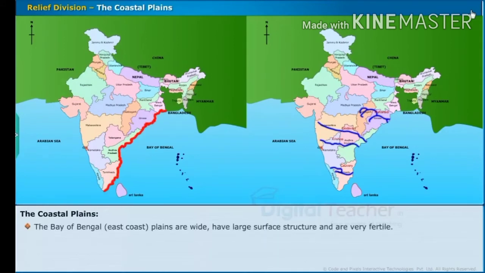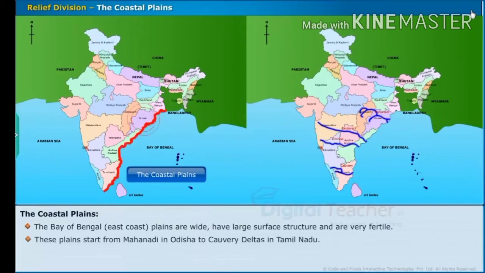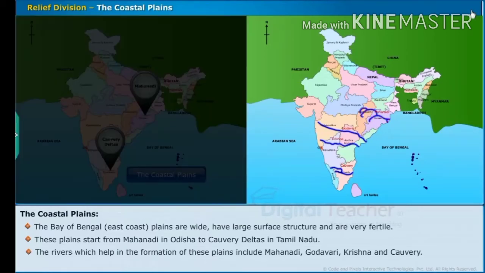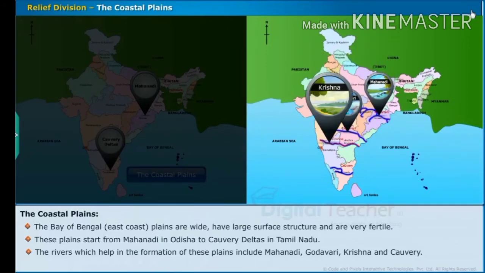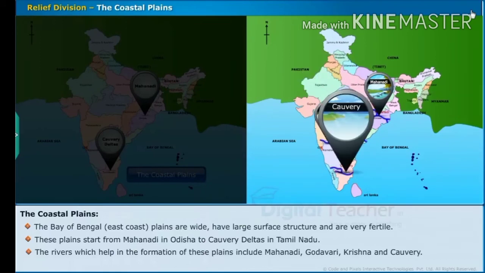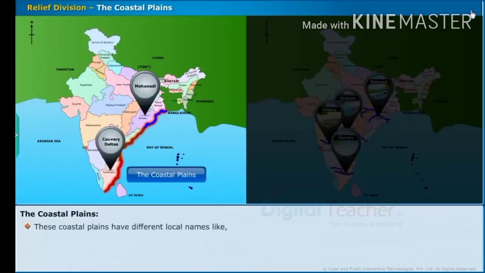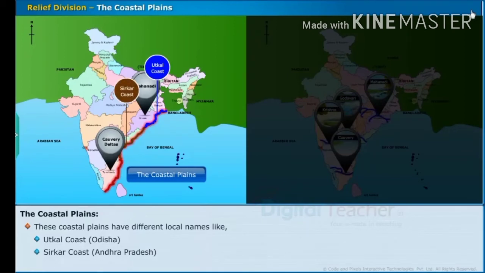The Bay of Bengal east coast plains are wide, have large surface structure and are very fertile. These plains start from Mahanadi in Odisha to Kaveri deltas in Tamil Nadu. The rivers which help in the formation of these plains include Mahanadi, Godavari, Krishna and Kaveri. These coastal plains have different local names like Utkal coast in Odisha, Sirkar coast in Andhra Pradesh, and Coromandel coast in Tamil Nadu.